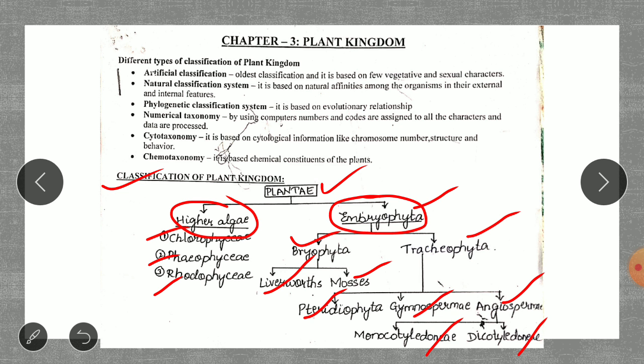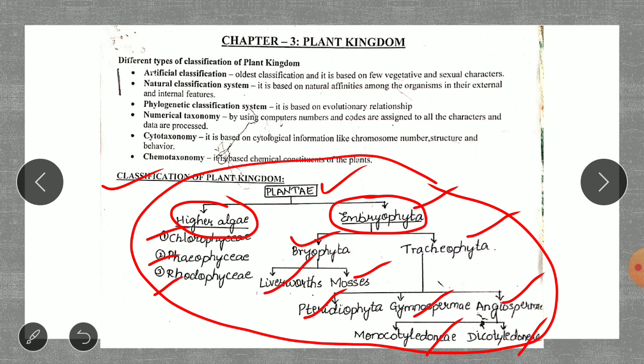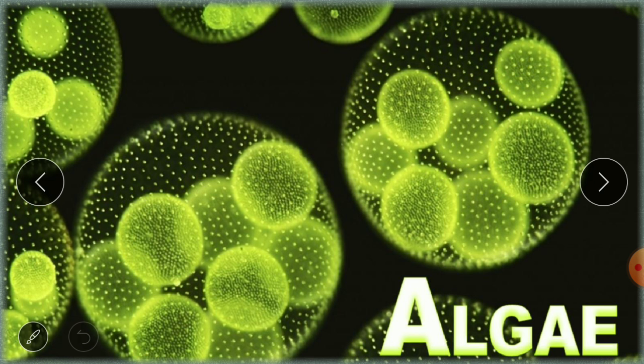And in this lesson, that is plant kingdom, you are going to study all these groups in detail. The characteristics of all these groups you will study in detail in the chapter that is plant kingdom. So this is all about the classification of the plant kingdom. In my next video, we will be studying about the algae, that is your higher algae.